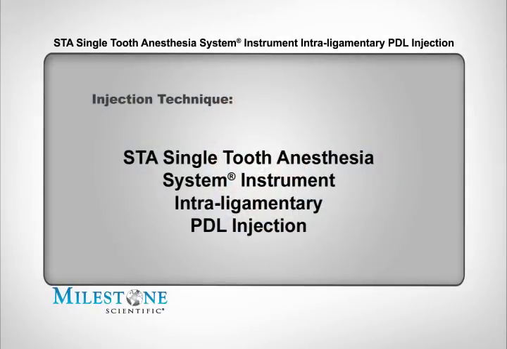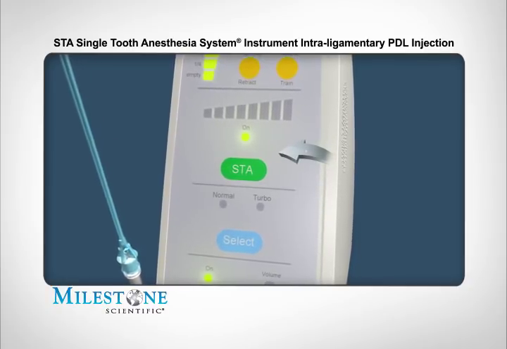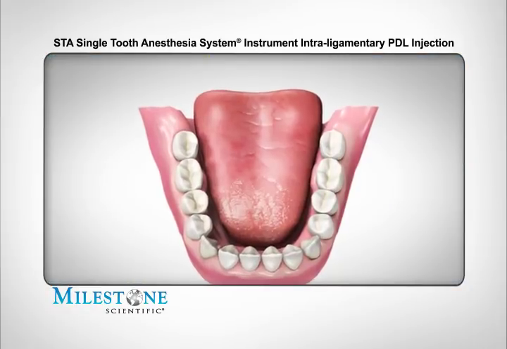Injection technique. STA intraligamentary PDL injection. Verify that the STA system instrument is set to the STA mode. This injection is performed using the 30-gauge 1/2 bonded STA wand handpiece.